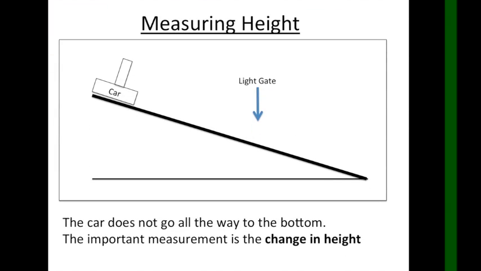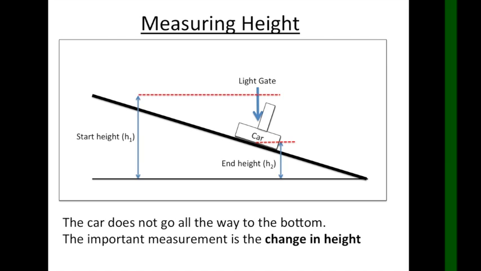When we talk about the height of the car, what we're really talking about is the change in the height. So how far has it fallen? To calculate this value, you have to measure the starting height of the car and then subtract the final height just after it's passed the light gate. This is because the car doesn't go all the way to the bottom of the ramp.